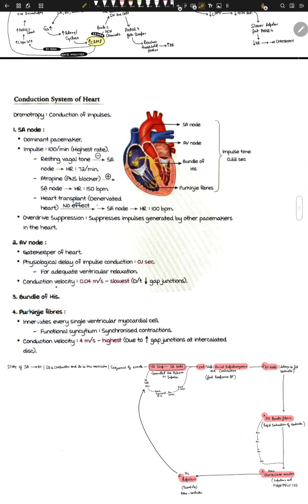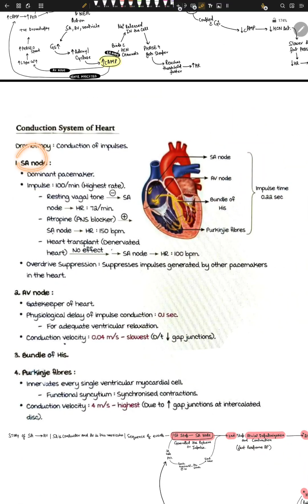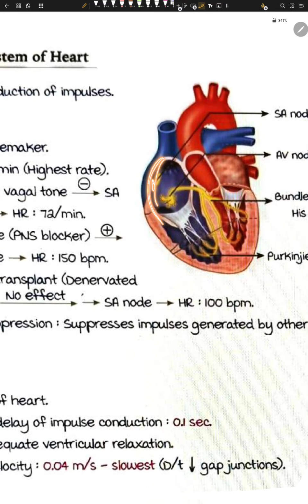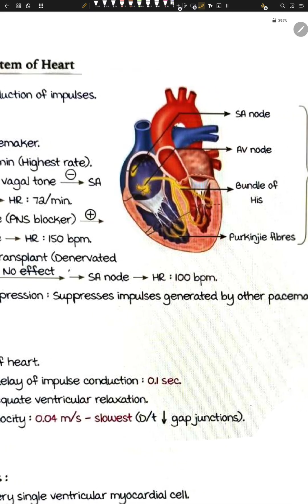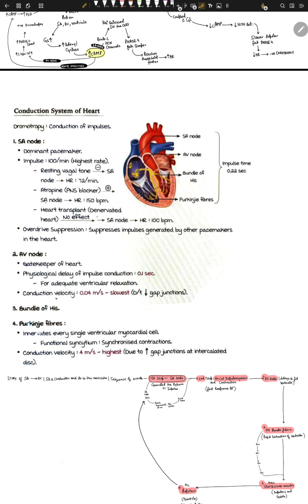Let's try to understand the conduction system of the heart. We have the SA node that is present on the wall right here, the SA node on the atrium, and then we have the AV node that's present right here, and then we have the bundle of His and the Purkinje fibers, right? So the SA node is the dominant pacemaker. It means it can ultimately override the others. Okay, I'll try to explain it more easily.